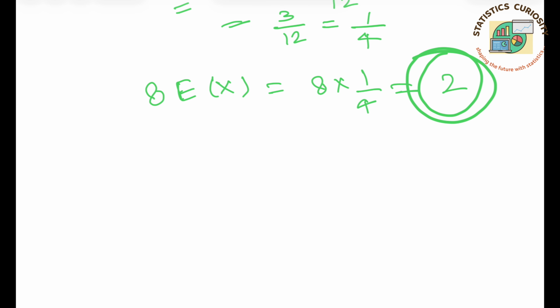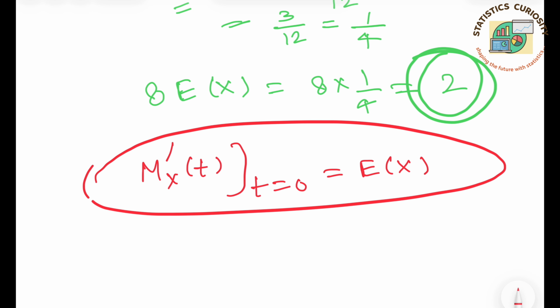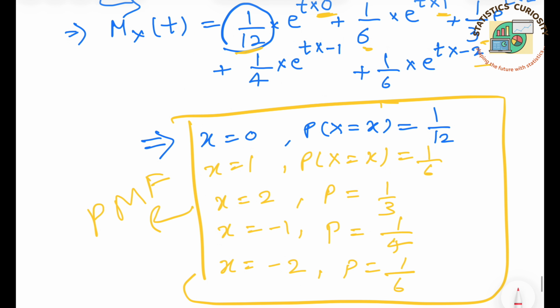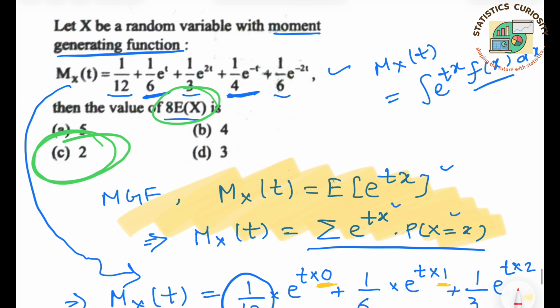Apart from this, there is another approach. You can differentiate the given MGF, M dash X(t), and put t equals 0. When you differentiate any moment generating function and then put t equals 0, it gives you the value of expectation of x. In this way you can also find the expected value of x, but since this method is easy and fast, and since I was explaining it to you, it is taking much time, but when you get used to it, it will be the easiest way to solve such questions.